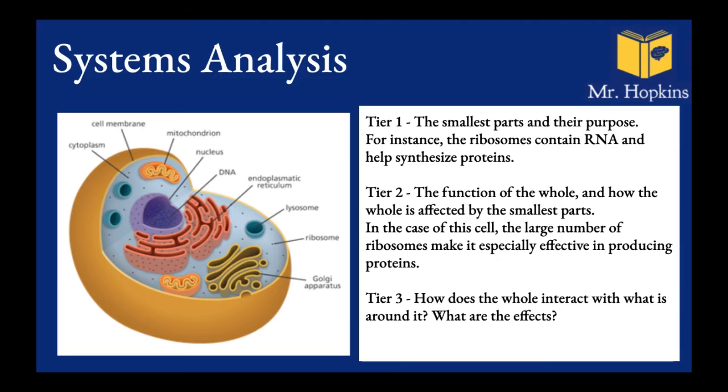Tier 3 then, how does the whole interact with what is around it? What are the effects? So how does this cell interact with things around it? Well, this cell in meat might help humans synthesize more protein and repair muscles. Now, this type of thinking, this concept of analysis, can be transferred to any subject. Level 1, the smallest parts and their effect and their purpose. Level 2, the whole. And level 3, connections outside of the whole.